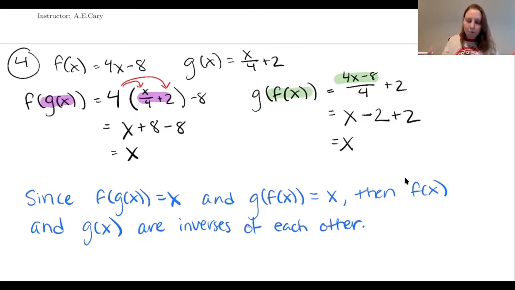Any questions about problem number 4 or problems 1 and 2? I forgot to ask about that. Questions about problems 1, 2, or 4? Okay, so let's try this again.